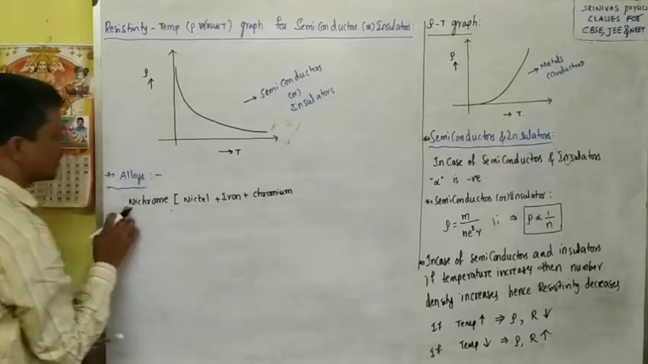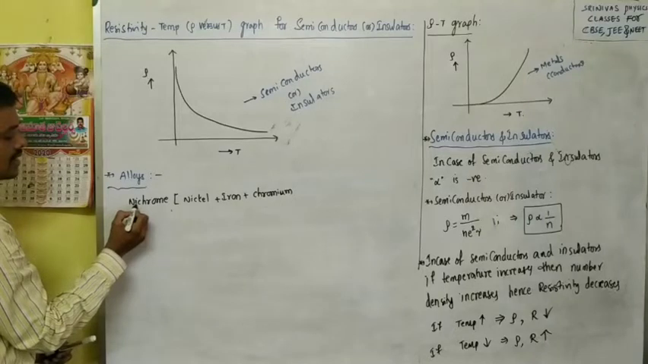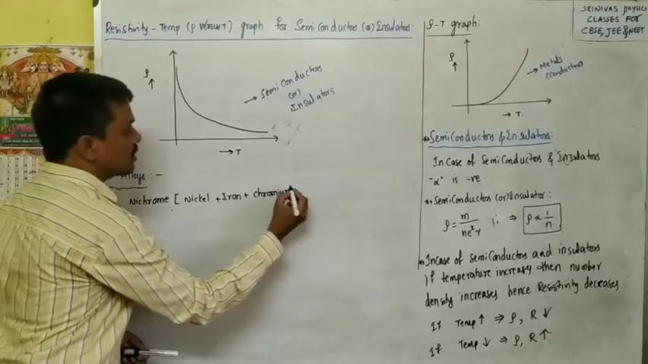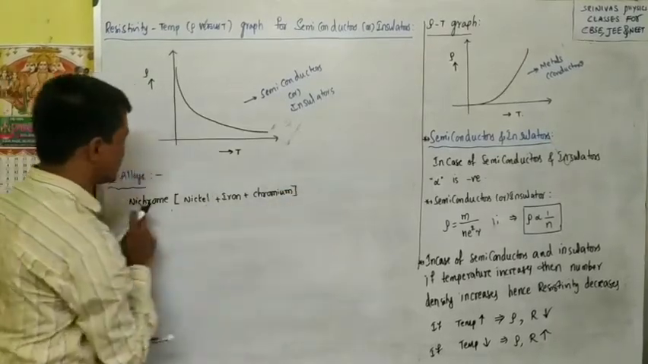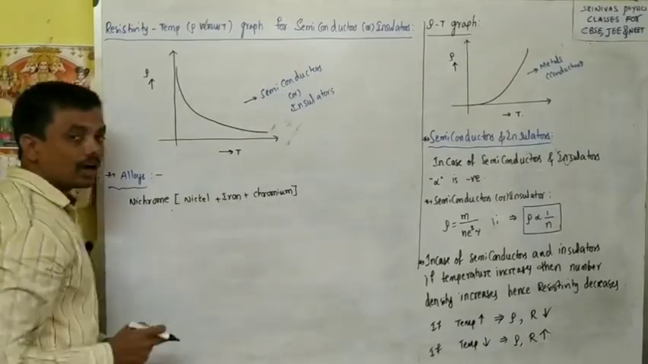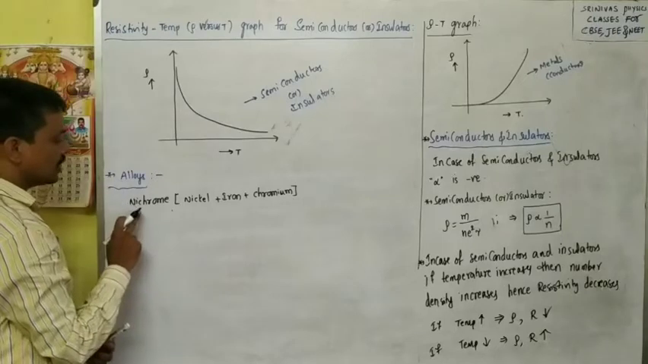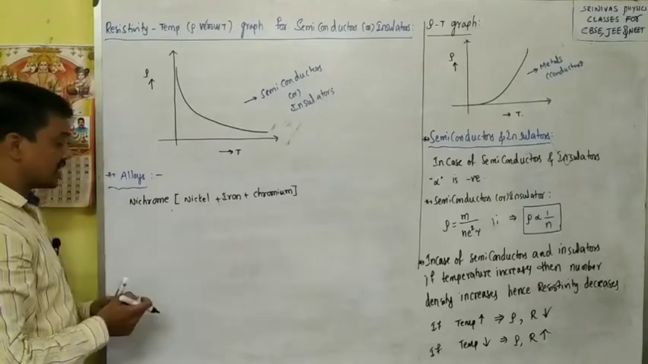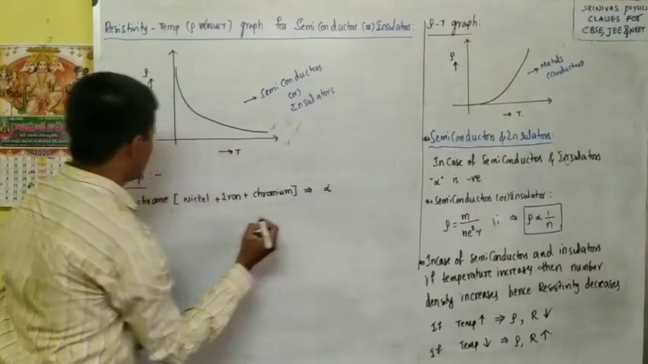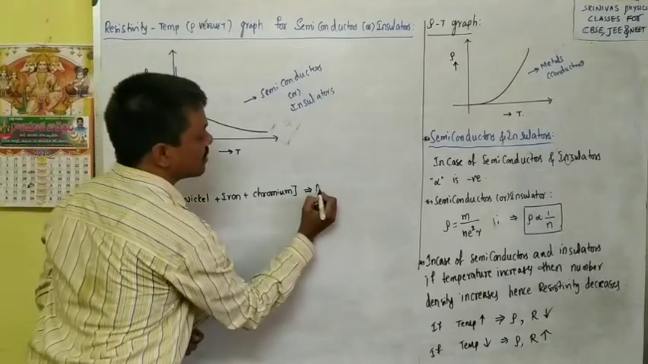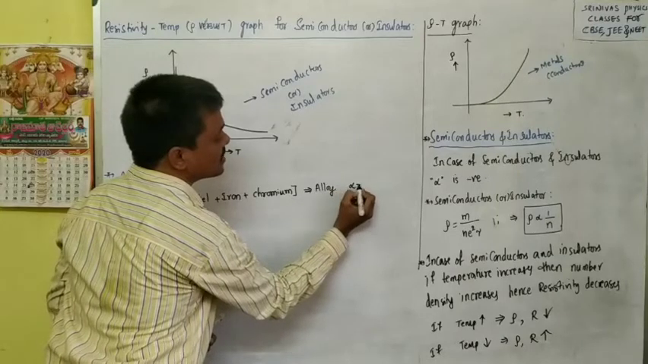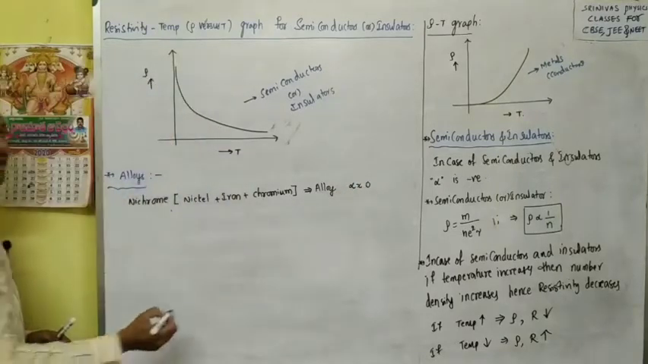It is very easy to remember. NiC: N is the nickel, I is the iron, and the remaining is chromium. So nichrome is an alloy of nickel, iron and chromium. And for this alloy, how resistivity depends upon temperature, that we are going to discuss. For alloys, alpha is nearly 0, right? Negligible.